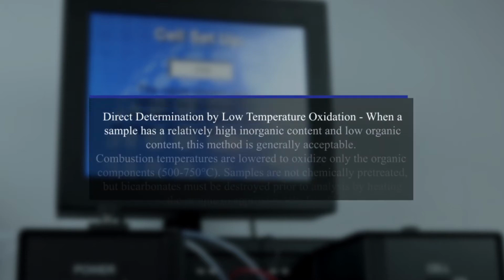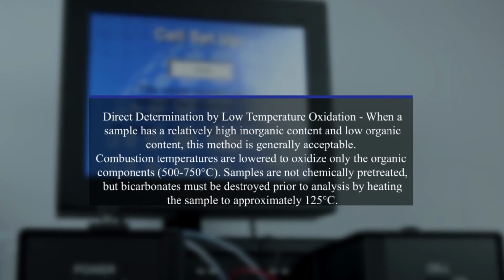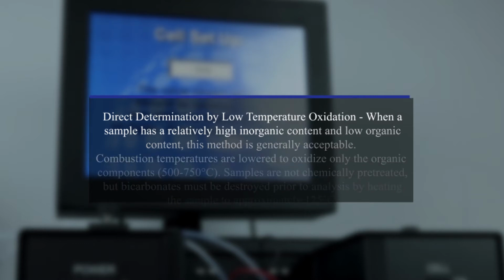The third way is by direct determination by low temperature oxidation. When a sample has a relatively high inorganic content and low organic content, this method is generally acceptable. Combustion temperatures are lowered to oxidize only the organic components, at temperatures of 500 to 750 degrees Celsius. Samples are not chemically pretreated, but bicarbonates must be destroyed prior to analysis by heating the sample at approximately 125 degrees Celsius.